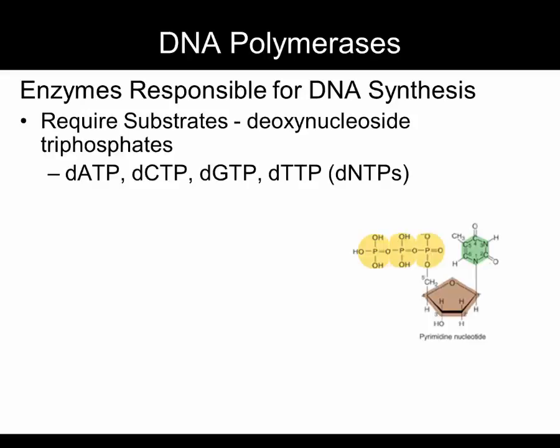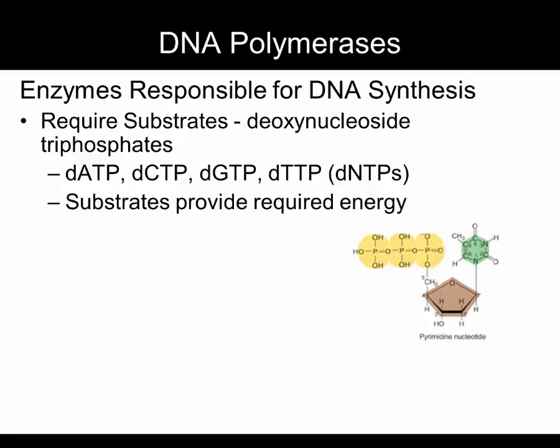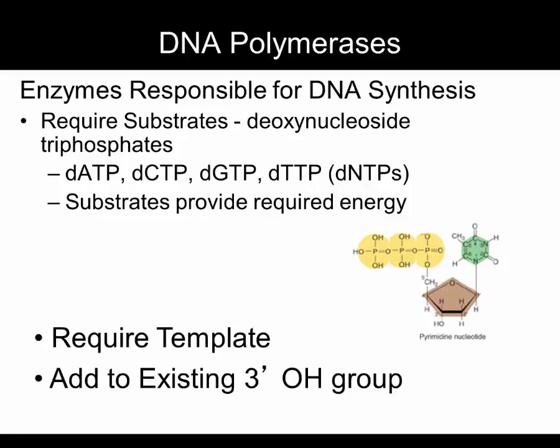The substrates for DNA polymerase are deoxynucleoside triphosphates, and there are different ones for each base: dATP, dCTP, dGTP, and dTTP. Collectively, they are called dNTPs. You'll see that they resemble the nucleotides we talked about earlier, but they have 3 phosphates attached to the 5' carbon instead of just 1. These triphosphate groups are highly energetic and provide the energy for the process. DNA polymerases take these dNTPs and attach them to the hydroxyl on the 3' carbon at the end of the previous nucleotide in the chain, making sure that the new base pairs correctly with the base on the template strand.